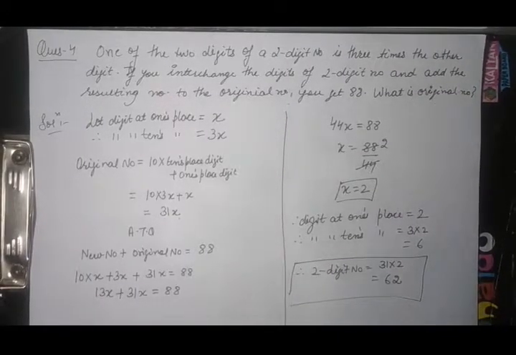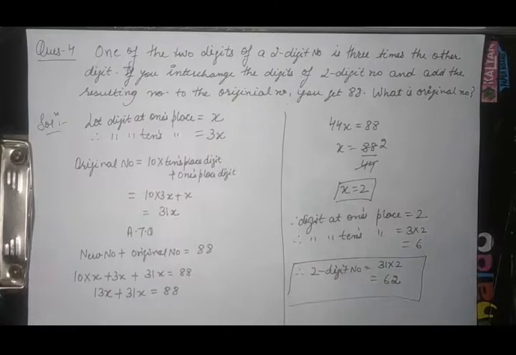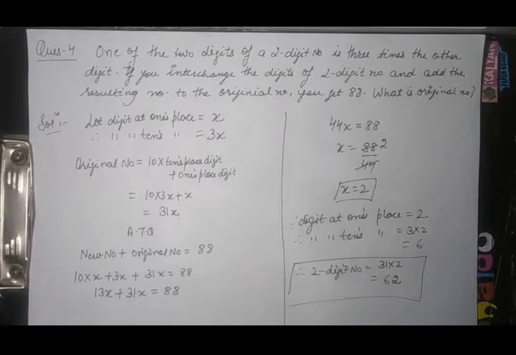So if we suppose the tenth digit as x and the ones place digit as 3x, the digits will be interchanged. So the number in that case will be 26. So 26 and 62 both are the right answers. It depends how you suppose the numbers.